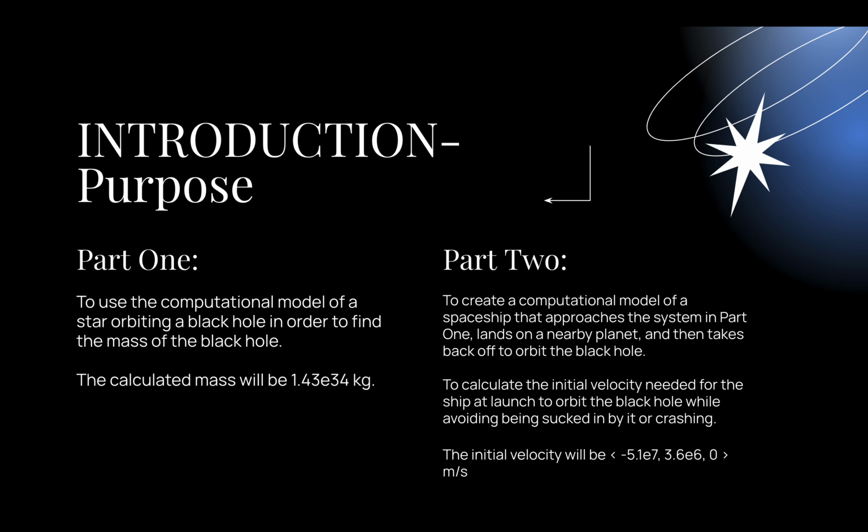Part 2's goal is to create a computational model of a spaceship that approaches the system in Part 1, lands on a nearby planet, and then takes back off to orbit around the black hole. It's also to calculate the initial velocity needed for the ship at launch to orbit the black hole while avoiding being sucked in it or crashing. The initial velocity will end up being negative 5.1 e7, 3.6 e6, and 0 meters per second.